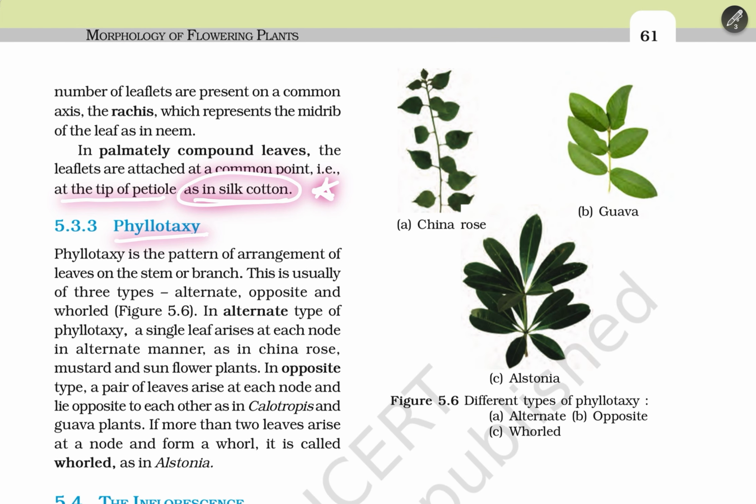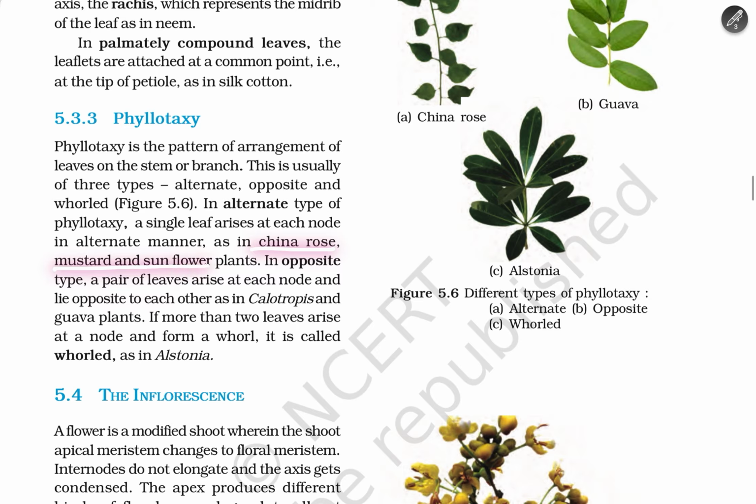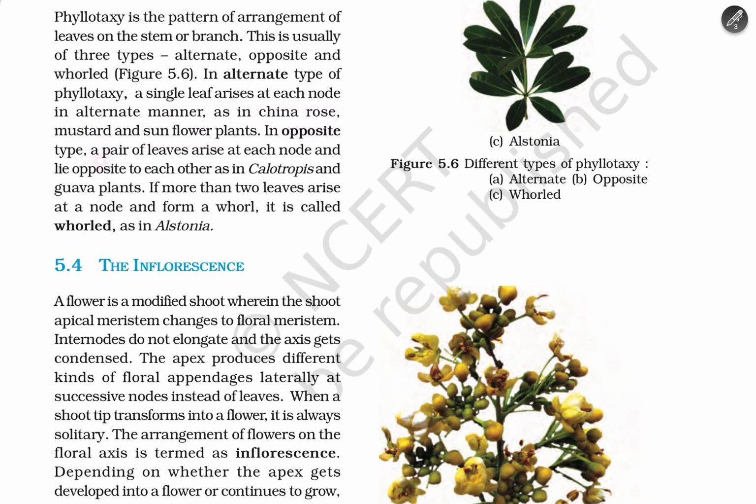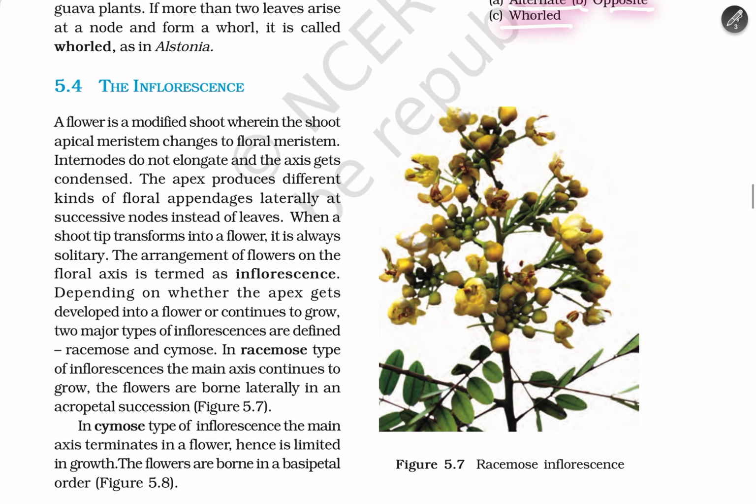The phyllotaxy. Phyllotaxy is the pattern of arrangement of leaves on the stem or branch. It is usually of three types: alternate, opposite, and whorled. In alternate phyllotaxy, a single leaf arises at each node in an alternate manner, as in China rose, mustard, and sunflower plants. In opposite phyllotaxy, a pair of leaves arises at each node and lies opposite to each other, as in calotropis and guava plants. If more than two leaves arise at a node and form a whorl, it is called whorled, as in Alstonia. Different types of phyllotaxy: alternate, opposite, and whorled.